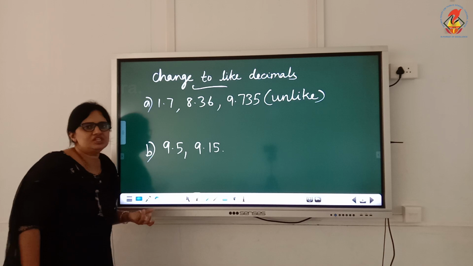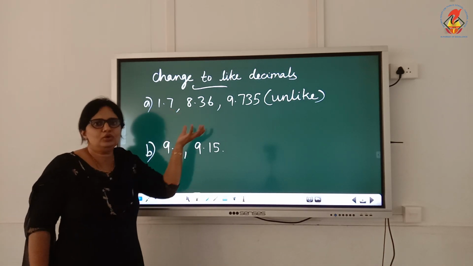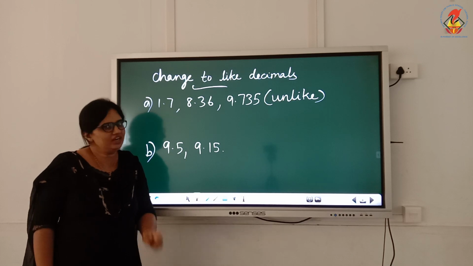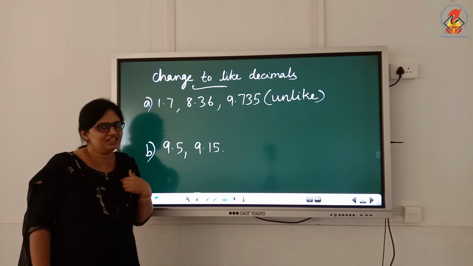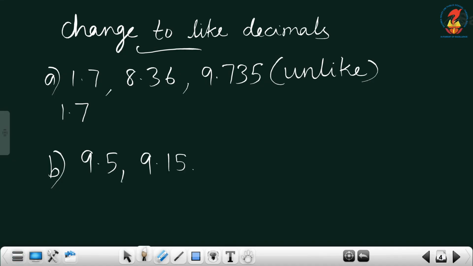And how can we change it like that? Here 1.7, how can I make it into 3 decimal places? It has 1 decimal place only. See, that is 1.7. After that you need to add that much zeros. After 7 you need to add 2 more zeros. Then you will get how many decimal places here? 1, 2, 3. Okay?